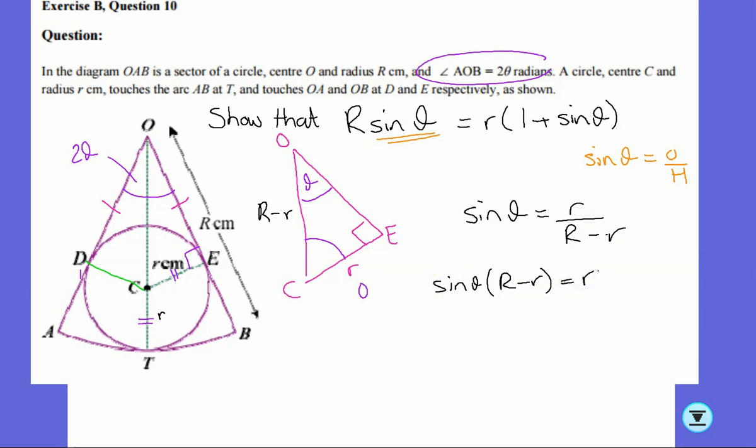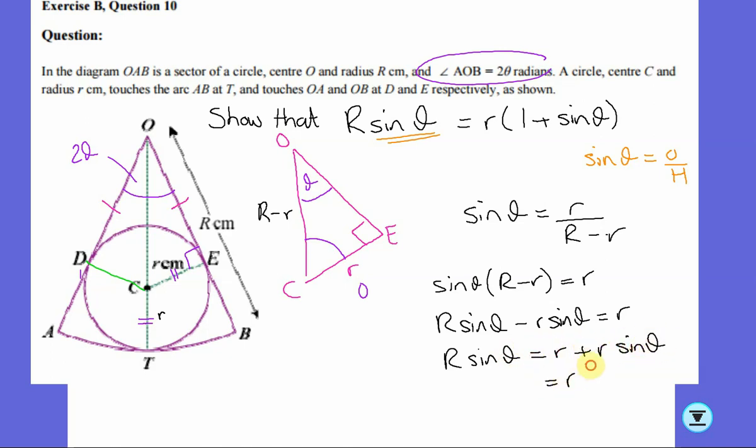So looking here, I've got r sine theta. So let's expand this bracket. So I've got r sine theta minus little r sine theta, and that's equal to r. And we have to make this the subject, so let's do that. So r plus r sine theta, and there we have it. Factorise for r, and we're there.